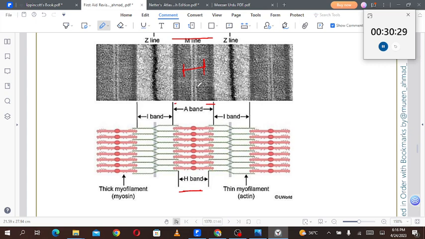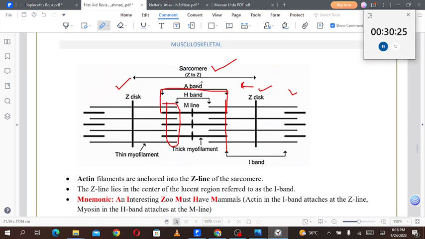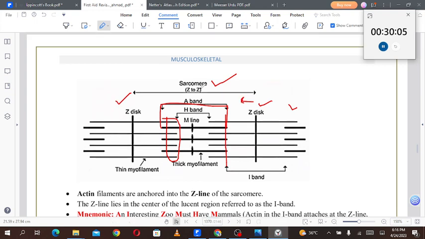The H zone will change with the contraction, while the A band will not change, because the A band is the myosin-containing area. The length of the A band is constant, right? The length of the myosin filament is not changing at all. The thing that is changing is the H zone, the lighter zone within the myosin filaments. That will decrease in contraction while it will increase in relaxation. We will see that dynamics later on.